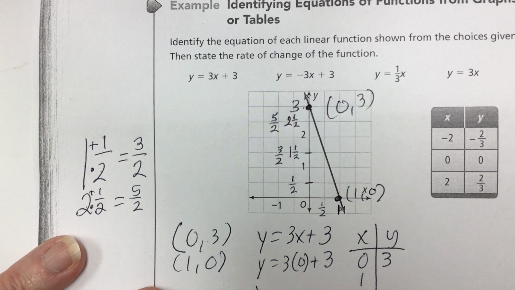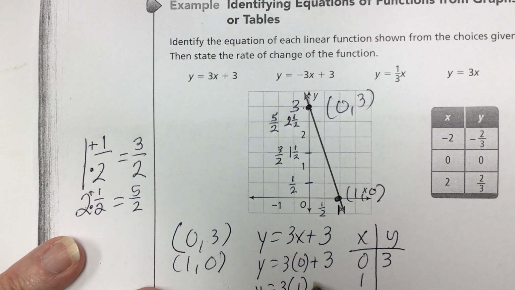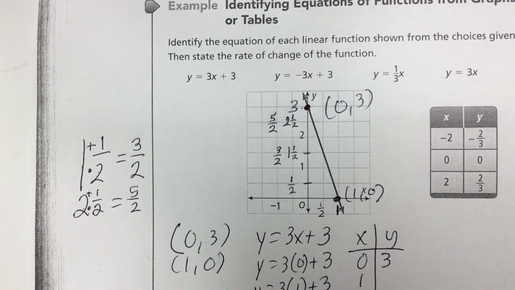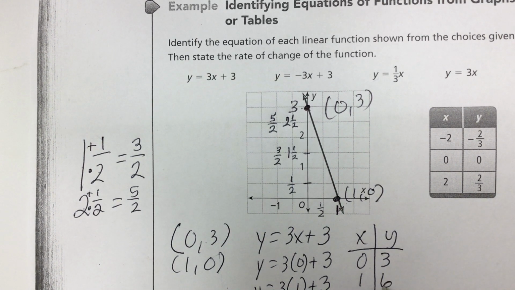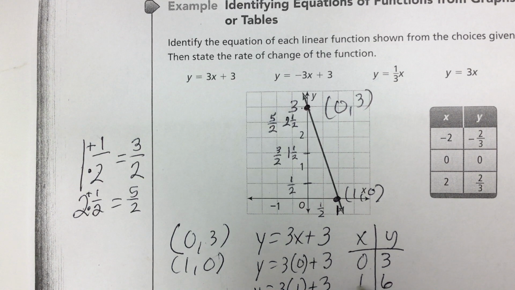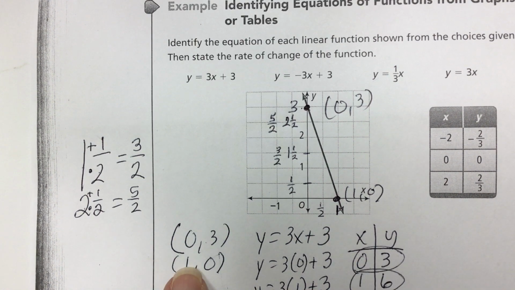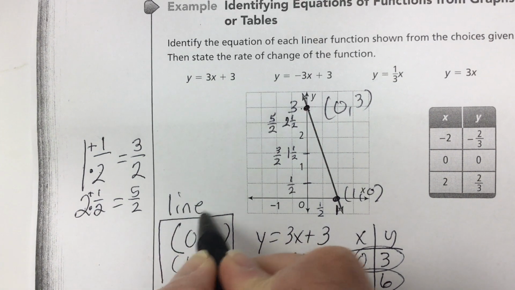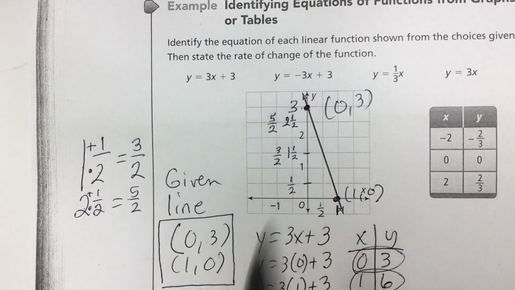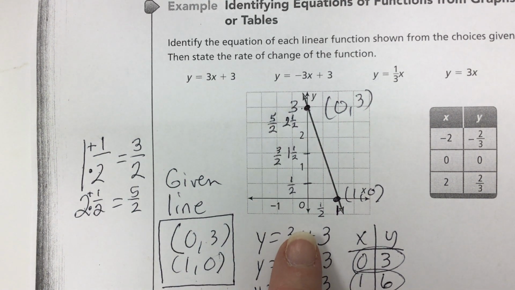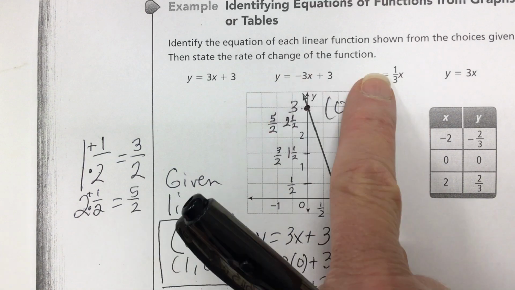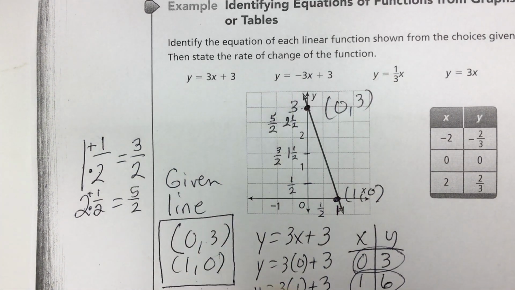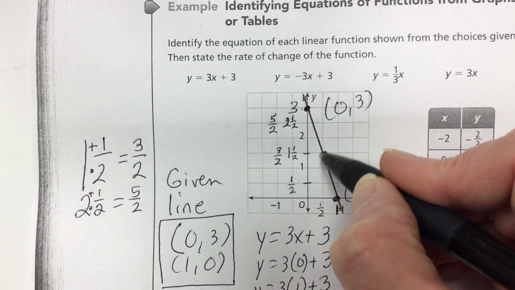All right, let's plug in 1. y equals 3 times 1 plus 3. Well, what is 3 times 1? 3. What's 3 plus 3? 6. So you see, both of these points are not identical to these. These are points on the given line. So we're trying to find the equation that has the same points. I could also find another point on the given line.